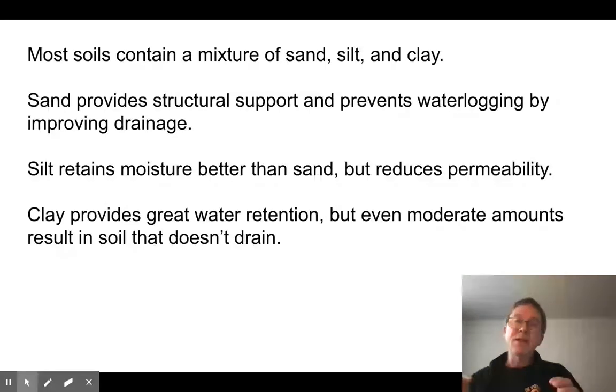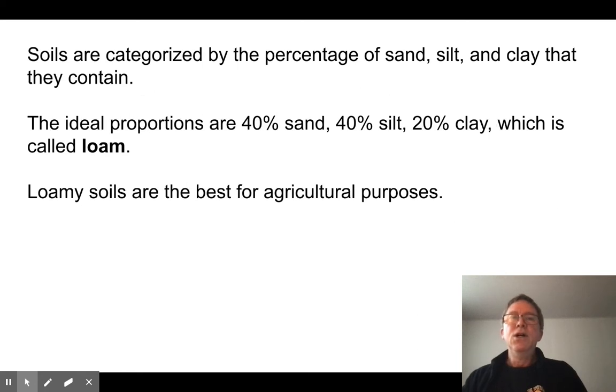Silt is better than sand at retaining moisture, but it does reduce the permeability. It makes water flow through a little slower. Clay is great at holding on to water. So having some clay is really important for plants to have access to water long after a rain event. But even fairly moderate amounts of it, less than 25% clay, and you find that my soil's not draining so well anymore. So we tend to categorize soils by the amount of sand, silt, and clay they contain. And so I want to have us learn to analyze them.